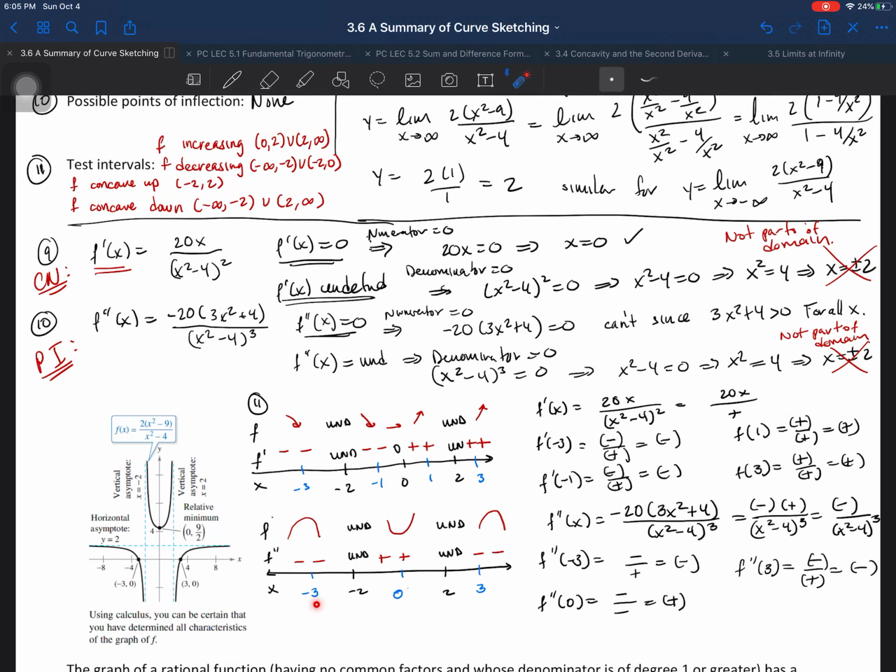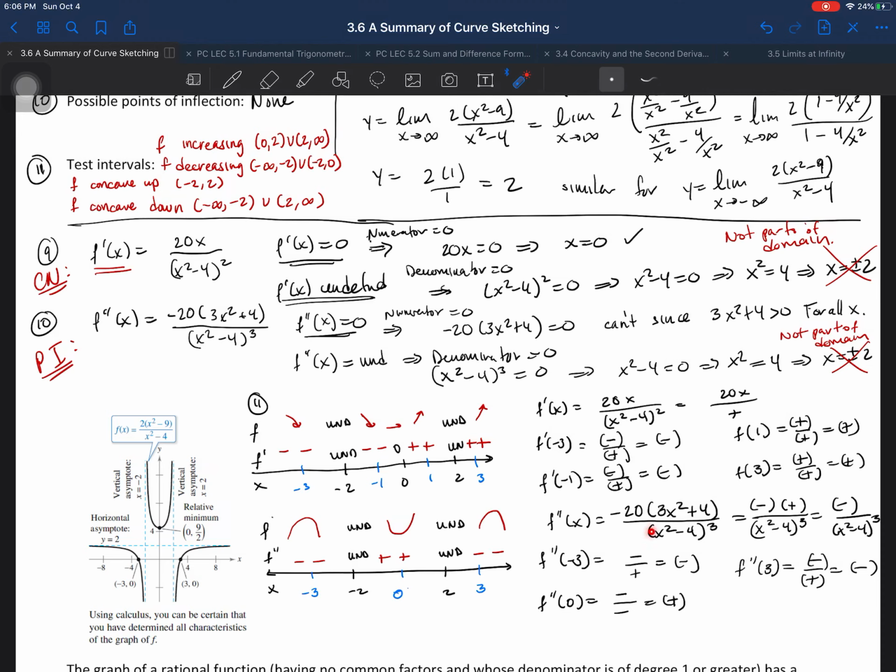We'll see what happens now. When we test the numbers, this is going to be negative 3, 0, and 3. We already know that the second derivative will be undefined for negative 2 and 2, and we know the function will be undefined for those values. So all we have to figure out is this, this, and this.